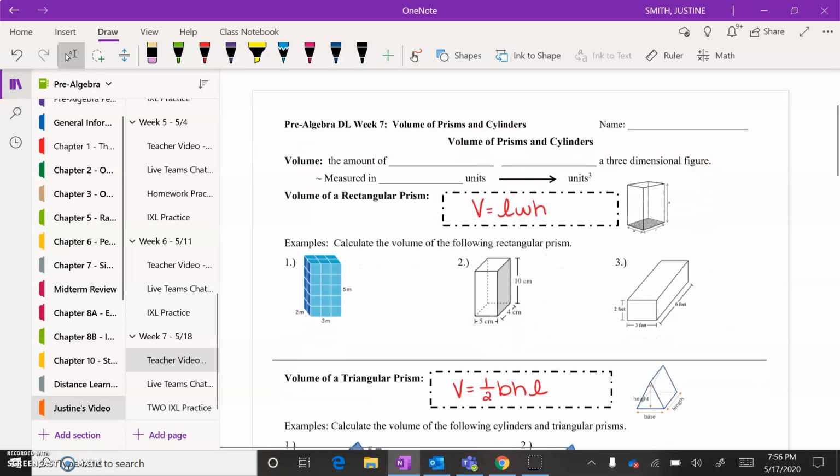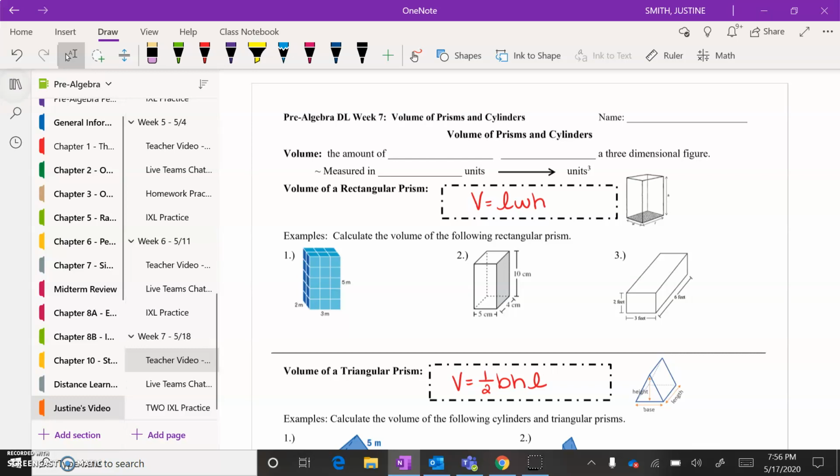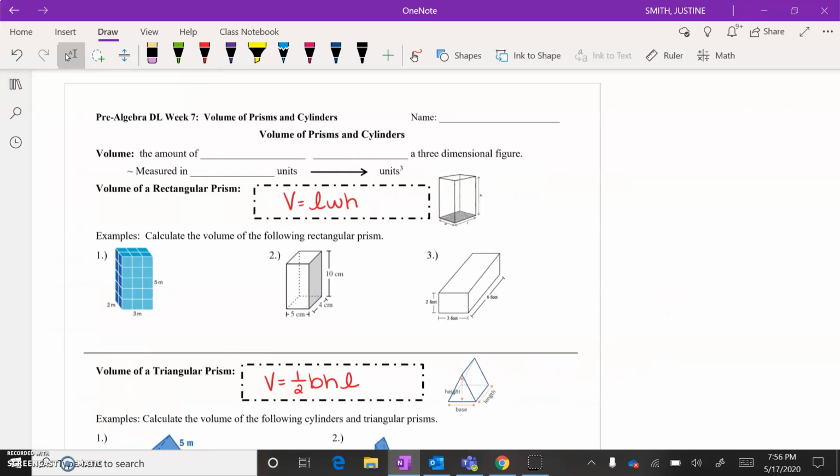Just to go over what volume is: volume is the amount of space inside a three-dimensional figure. Just like area is the amount of space inside a two-dimensional figure, volume is the same thing for a three-dimensional figure.